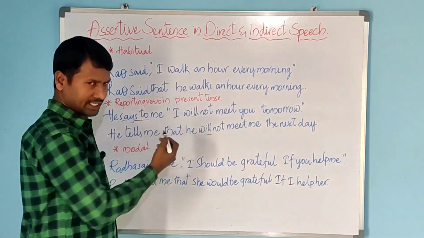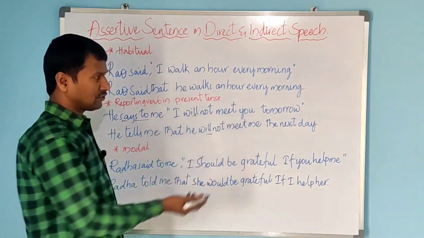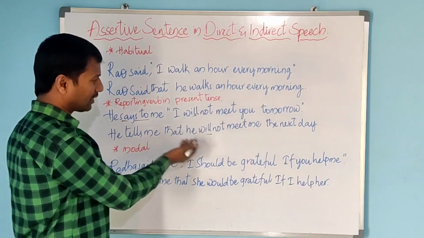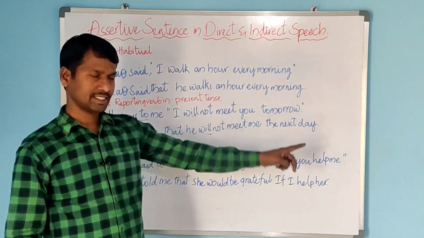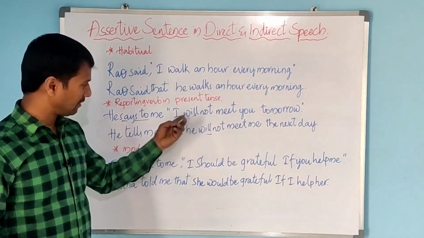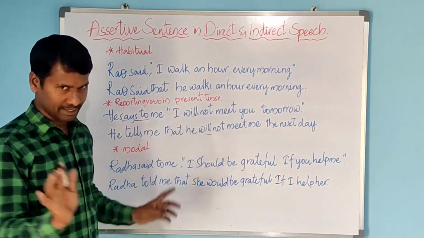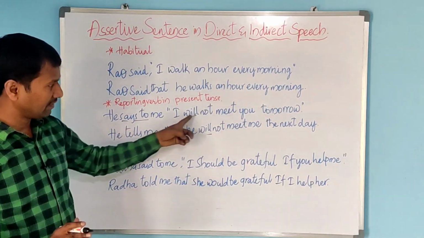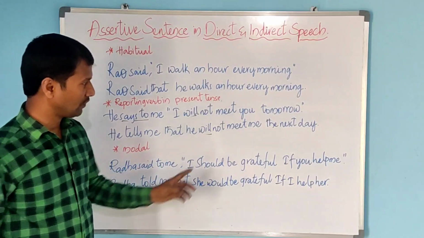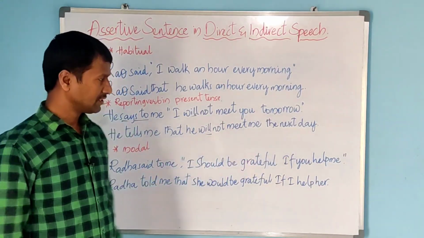So I, it is changed into he. I will not meet you tomorrow. And in indirect speech also the same. He will not meet me the next day. Pronouns changed and helping verbs will, it is not changed here. Will same. In case if it is said, will changes into would. It is says. That's why will, it is will. And here pronouns they were changed.